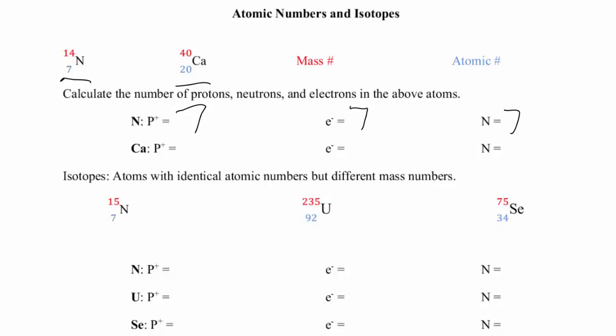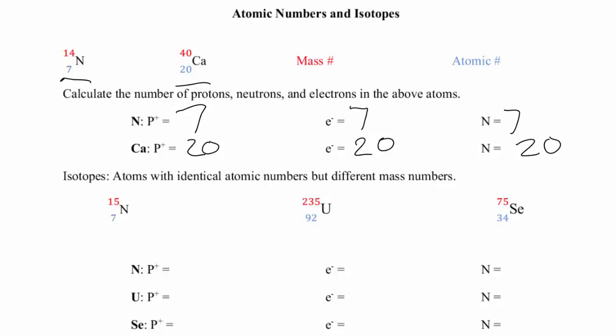So now we'll do the same for the symbol Ca, and this represents calcium. Calcium has a mass number of 40 and an atomic number of 20. So that tells us we have 20 protons, and if we have 20 protons, then we have 20 electrons. And our number of neutrons is the mass number minus the atomic number, which is also 20.